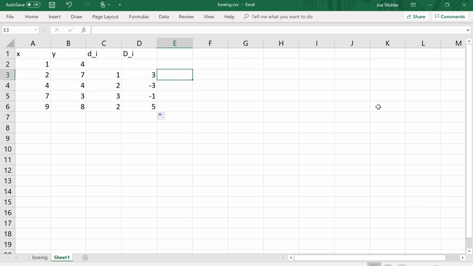Again, I literally just typed in this cell equals A3 minus A2, copied it over, and then copied everything down, because that's all I'm doing is subtracting consecutive cells in both of them, right?